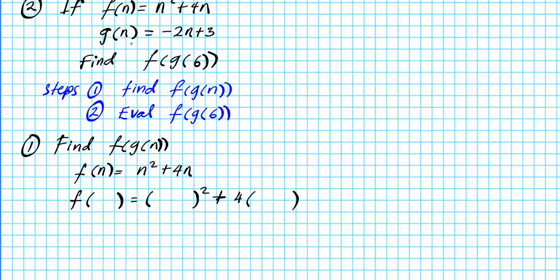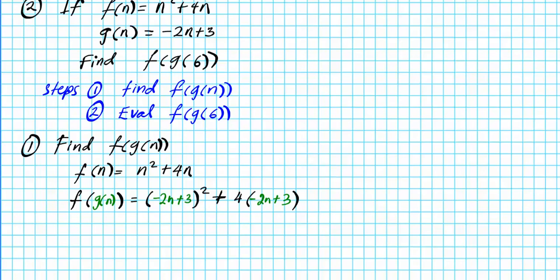Now what are we plugging in? We're plugging in g of n and its value. On the left side, plug in the name of the input function, g of n. And on the right side, plug in the value, negative 2n plus 3. And then 4 times negative 2n plus 3 twice.